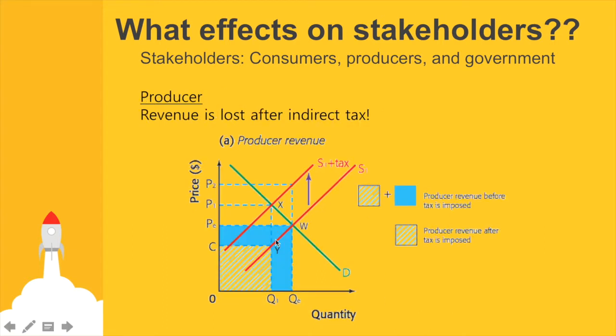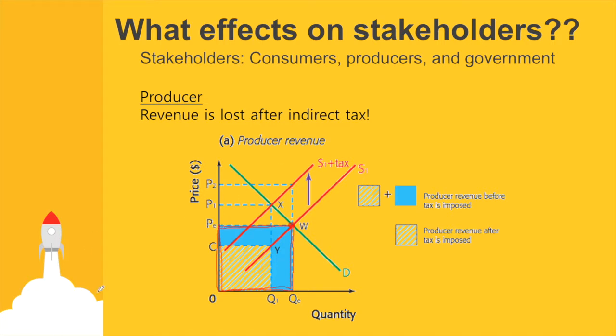Okay, so next we're looking at the producer. The producer revenue is lost after indirect tax is imposed. First we are looking at the original equilibrium, where the price is PE and the quantity is QE, which means the producer revenue is this big box, big square. This is the producer revenue before indirect tax is imposed.